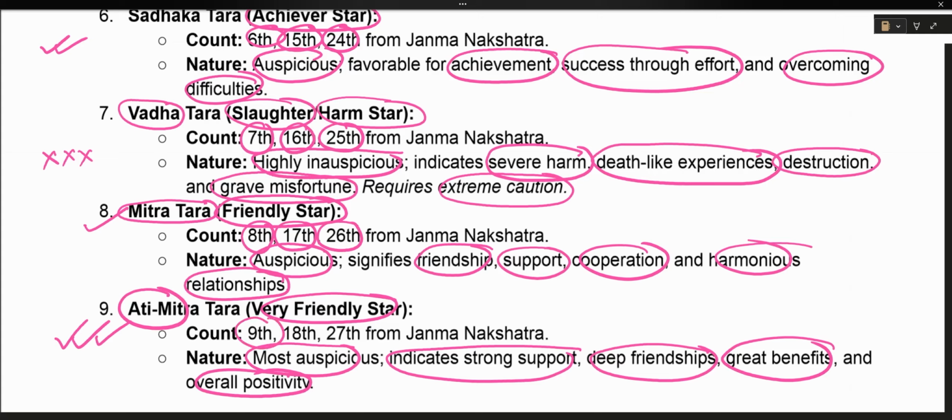This is the 9th star from the Janma Nakshatra, 18th from the Janma Nakshatra, 27th star from the Janma Nakshatra. This is the very highly friendly star. If you are born in Ashwini Nakshatra, then the 27th nakshatra will be Revati. So Revati will be the best star. A person born in Revati Nakshatra will be very beneficial for the person born in Ashwini Nakshatra.